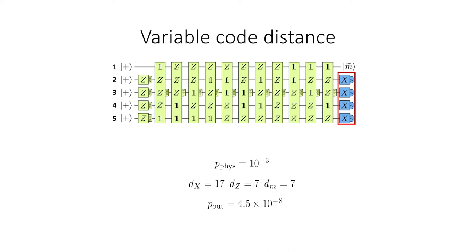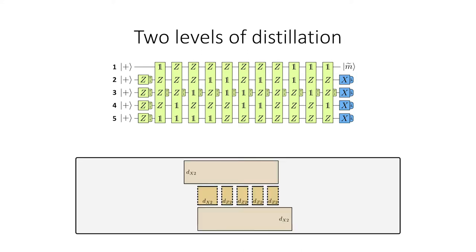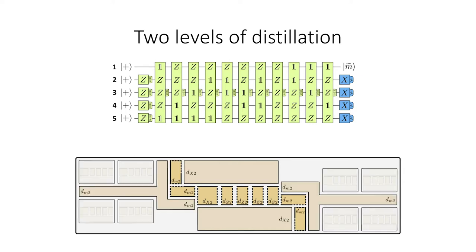If you go to 10 to the minus 3, then 15 to 1 will produce something with a logical error rate of 10 to the minus 8, which is not good enough for 10 to the 8 T gates. So one thing you could do is perform two levels of distillation. And the way it works is basically the same as one level of distillation. You have your 5 qubits here, but now you have a second set of code distances, dx2, dz2, and also dm2. And the way you perform these pi over 8 rotations is by using a distilled level 1 magic state, which comes from these level 1 distillation blocks that I showed you before.